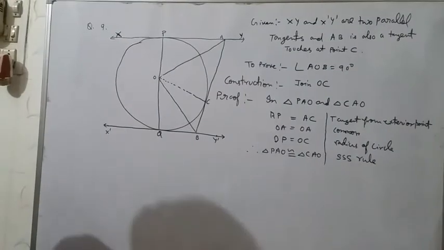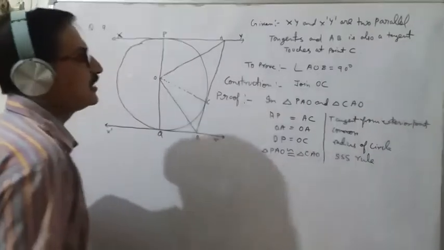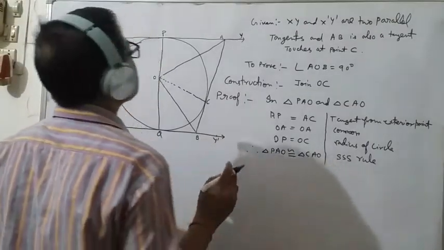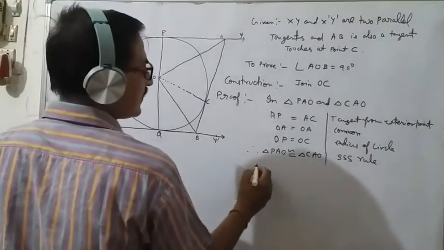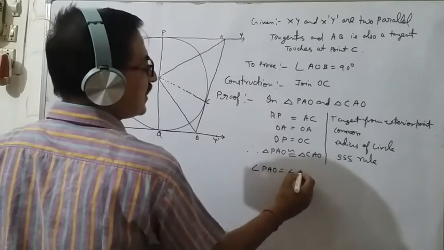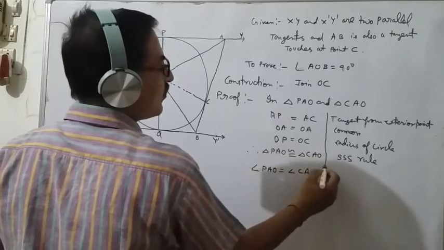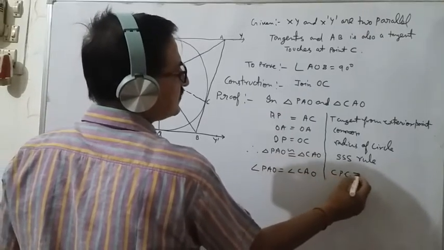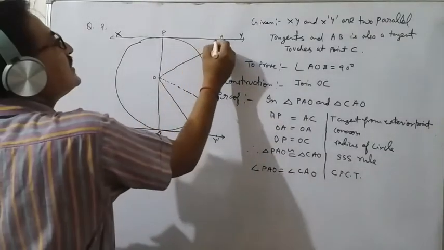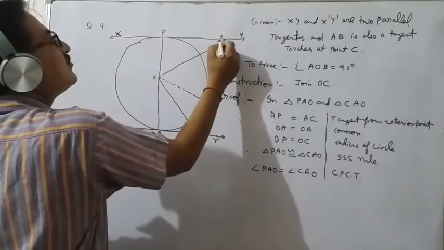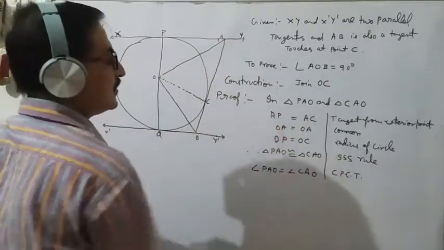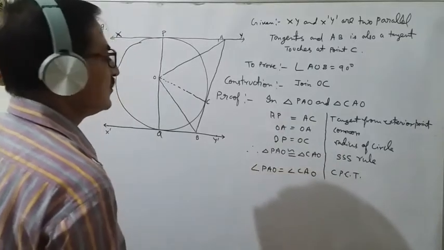So what are we getting? If they are congruent, then by CPCT we can write angle PAO equals angle CAO. So this angle and this angle are equal. Both angles are equal; we have got this by the congruency by the SSS rule.